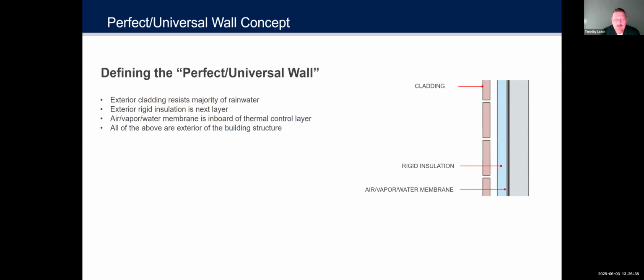Now, this describes, again, a rain screen principle system, and probably 75% of rain screen walls are built this way, with the rigid insulation being the outside layer, then the air and water membrane being inboard of that. However, we have to deal with different climate zones and different work environments. So now some of those walls are not perfect.